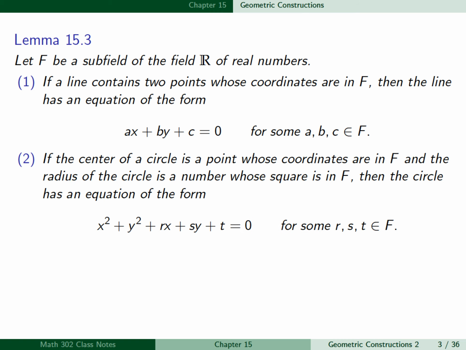Second, if the center of a circle is a point whose coordinates are in F, and the radius of the circle is a number whose square is in F, then the circle has an equation of the form x squared plus y squared plus rx plus sy plus t equals 0 for some r, s, and t in F. So again, the coefficients of the equation of the circle belong to F.